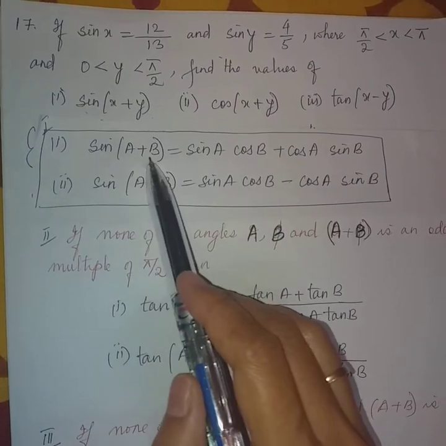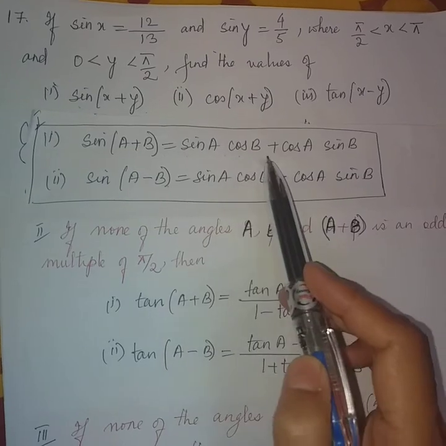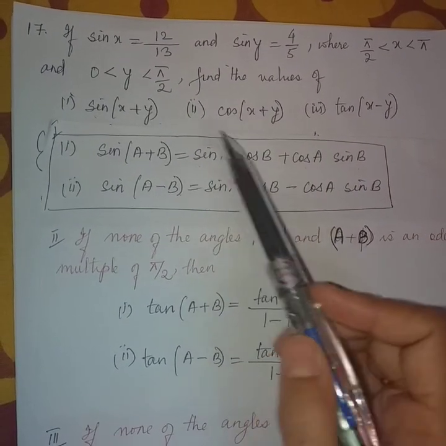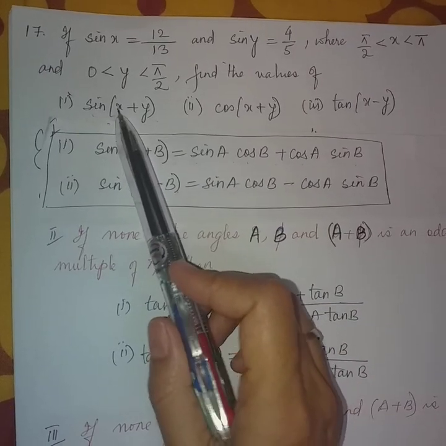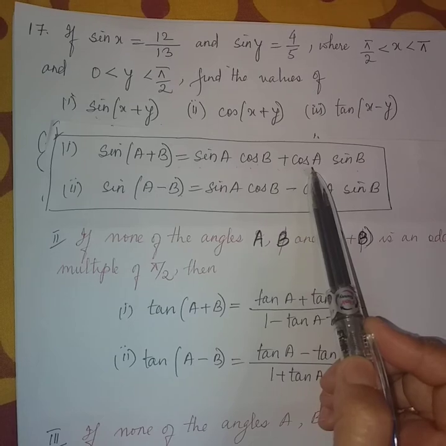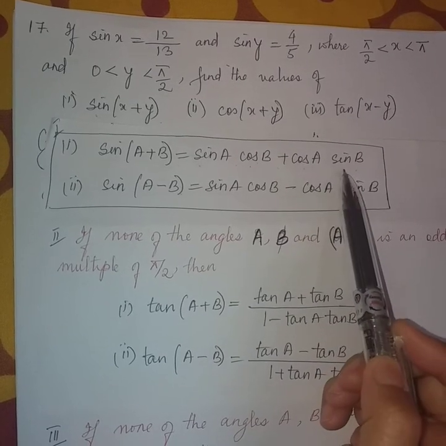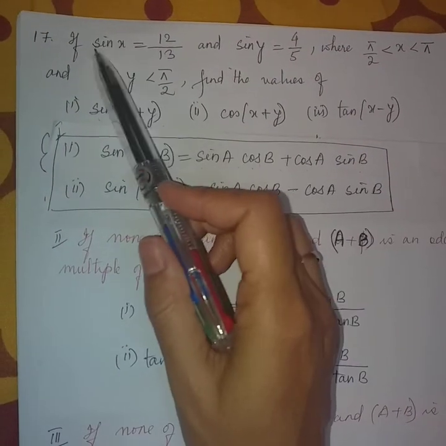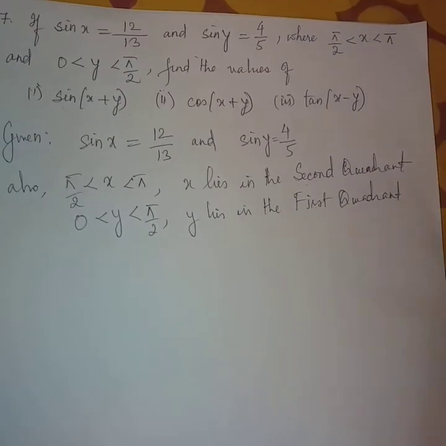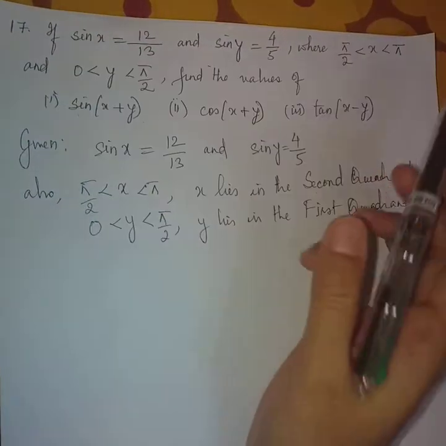Sine of a plus b is equal to sine a cos b plus cos a sine b. For that we need sine a, that means in this case sine x, and we need cos y and cos a, that means cos x and sine y. So here we have sine x, sine y. Also we have to find the values of cos x, cos y and all.